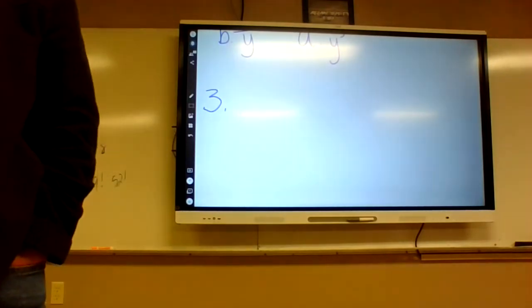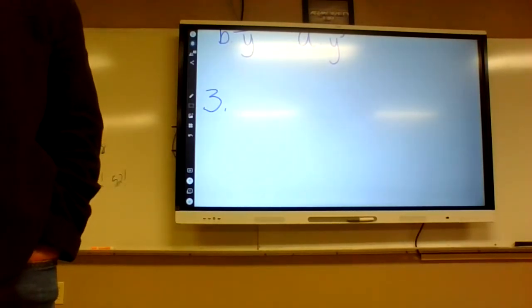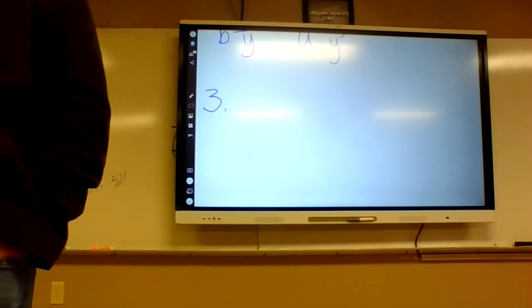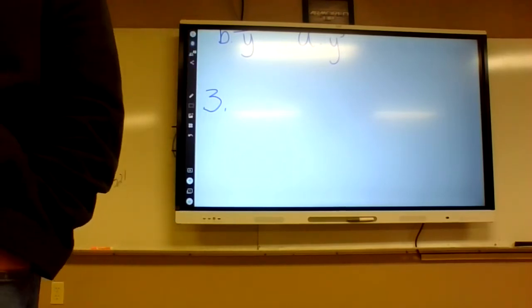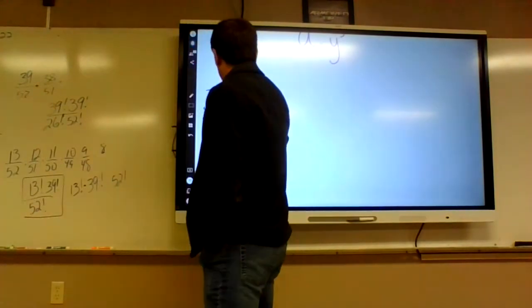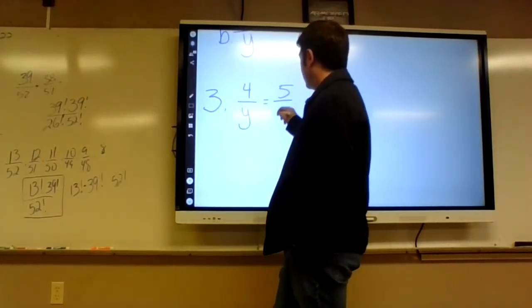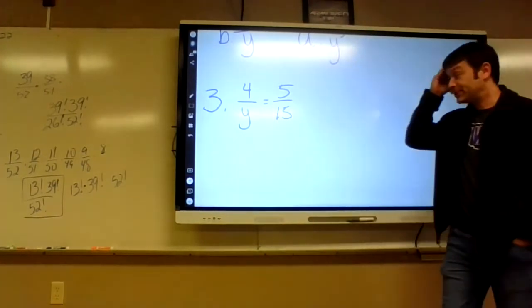We just have to solve for Y. So somebody help me set that up for Y. All right, Trevor. 4 over Y equals 5 over 15. These are not trick questions, so just do the normal stuff.